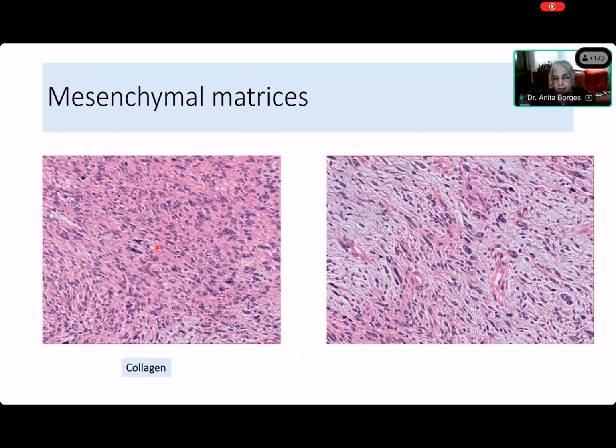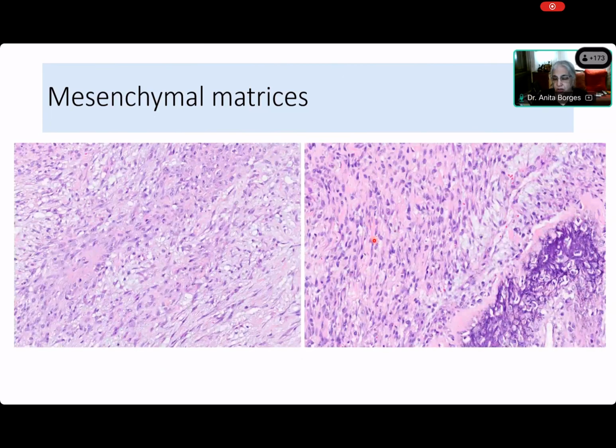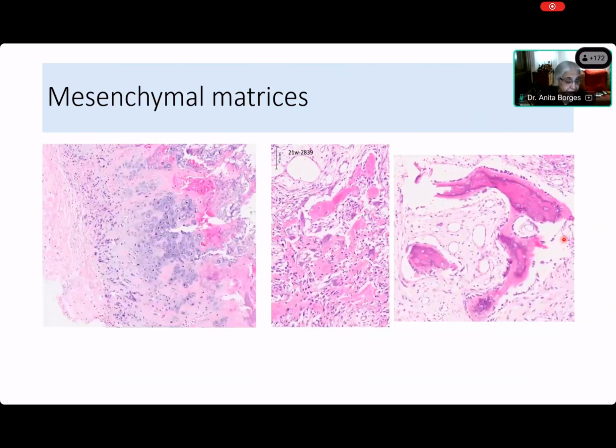So here is collagen, on the left side, and there is myxoid on the right side. I can't go into what is myxoid, etc. now. Here you've got on the left side both collagen and myxoid. On this side you have collagen and osteoid, which is calcifying. So these are all different kinds of matrices. Here you have other matrices.